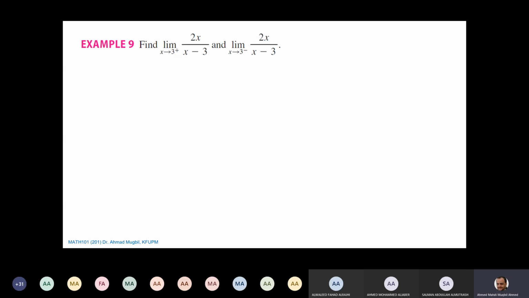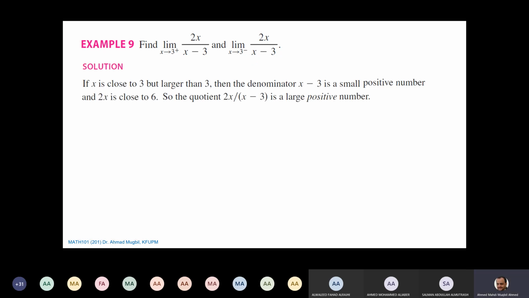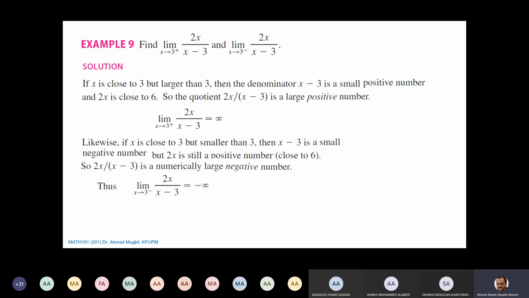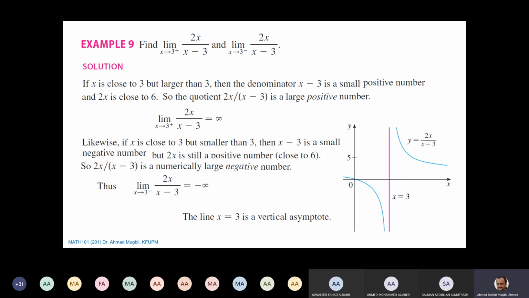When x approaches 3 from the right, what will happen to this function? And when it is from the left? You can just look at it this way. Let me explain the figure. This is not difficult. We will see in section 2.5 much easier methods. Now, think about numbers close to 3 from the right, like 3.1, for example. So it will be 2 times 3.1 over 3.1 minus 3.